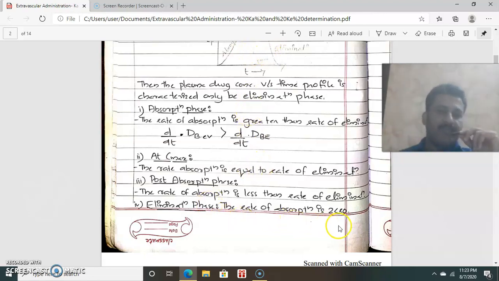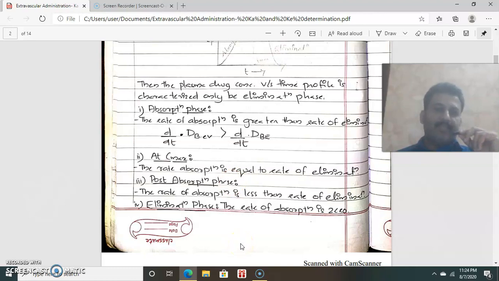Elimination phase, there is no absorption at all. So the rate of absorption is 0. So we can write d/dt (dB_EV) is equal to 0. Thereby we can denote like that. So absorption phase, d/dt (dB_EV) is greater than d/dt (dB_E).